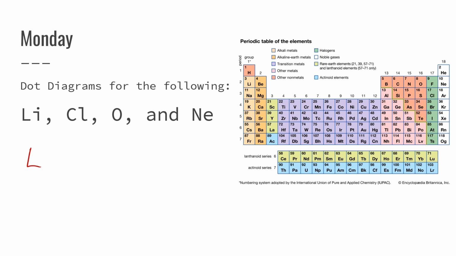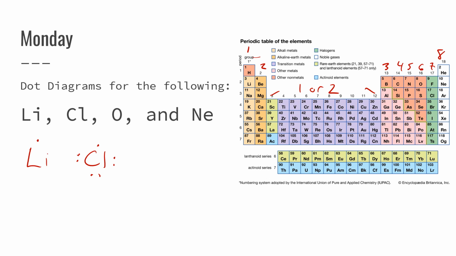So basically your dot diagrams are going to represent the number of valence electrons that you have in each atom. And if you look at the periodic table, the placement of where each atom is can help you determine the number of valence electrons. So group 1 has 1, group 2 has 2. 3 through 12 does not have an easy way to determine, so you're going to put 1 or 2. Group 13 has 3, 14 has 4, 15 has 5, 16 has 6, 17 has 7, 18 has 8.